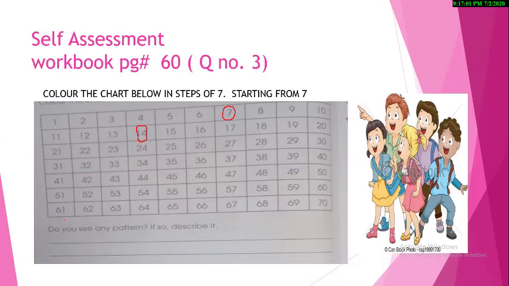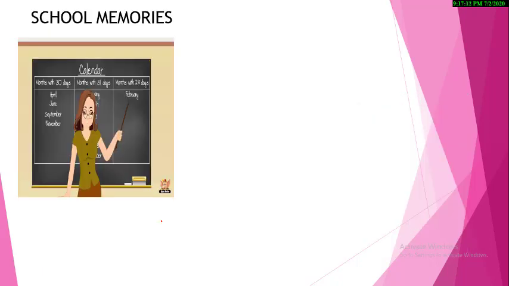So the last question that they give you: do you see any pattern? If so, describe it. So you can mention over here it's a 7 times table pattern. This is something that you can mention over here in your own words.